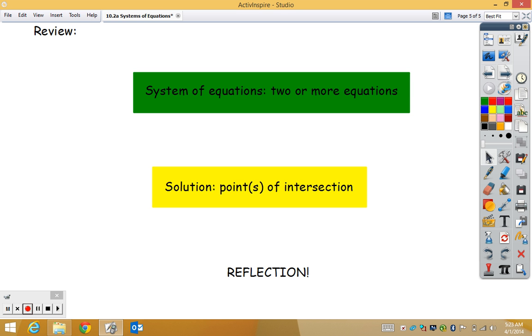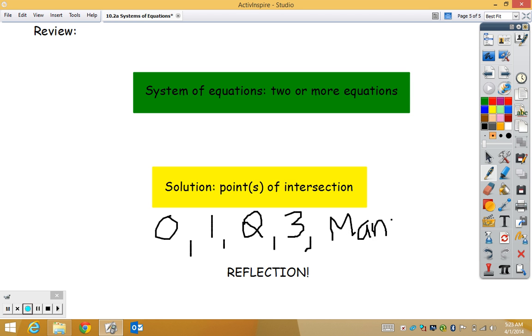So that's it for the video. To review, a system of equations is two or more equations, and the solutions are the points or point of intersection, which in that case, remember, you can have 0, you can have 1, 2. There are some cases when you can have 3, which we'll talk about in class, or we may have many or infinite solutions.